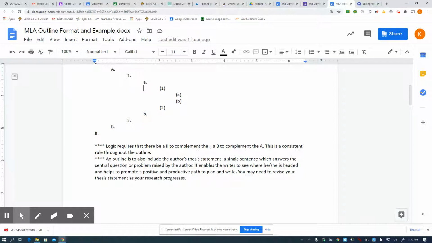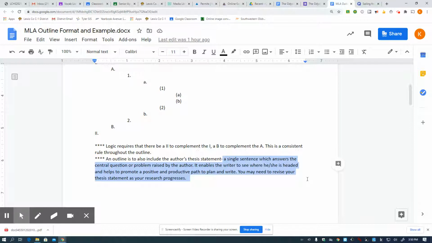An outline is also to include the author's thesis statement. Remember, a thesis statement is a single sentence which answers the central question or the problem raised by the author. It enables the writer to see where he or she is headed, helps to promote a positive and productive path to plan and to write.